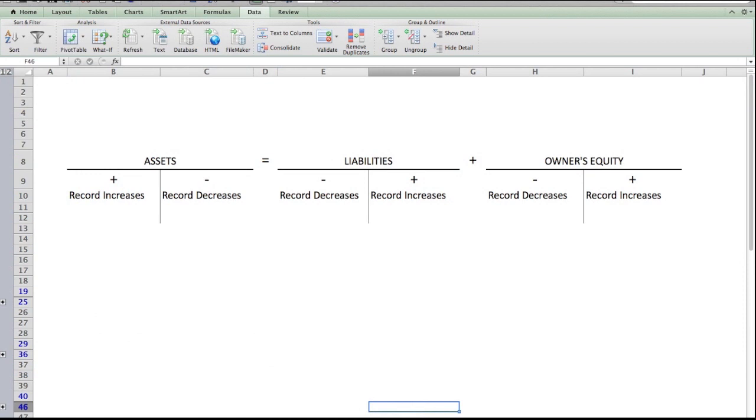Today we're going to dig deeper into how to record changes that are brought upon by business transactions. Earlier I showed you how to record transactions using the equation of assets equals liabilities plus owner's equity. However, in the real world, businesses don't actually use the equation itself to balance the books and record transactions. Instead, businesses use separate records. They call these T accounts.